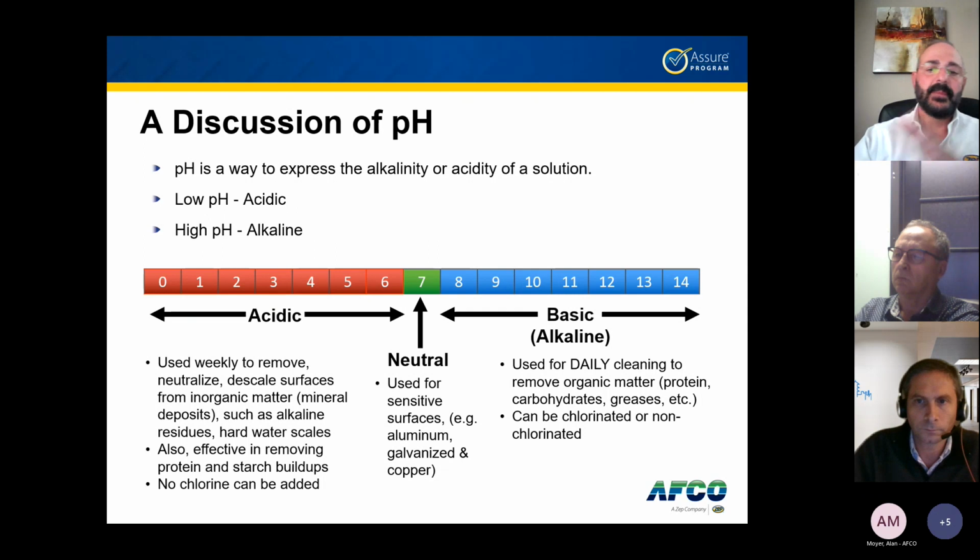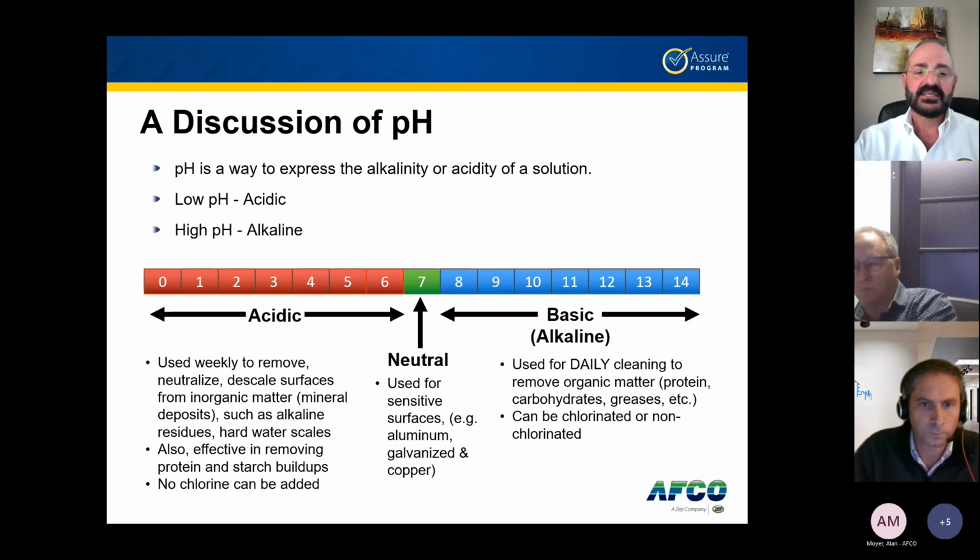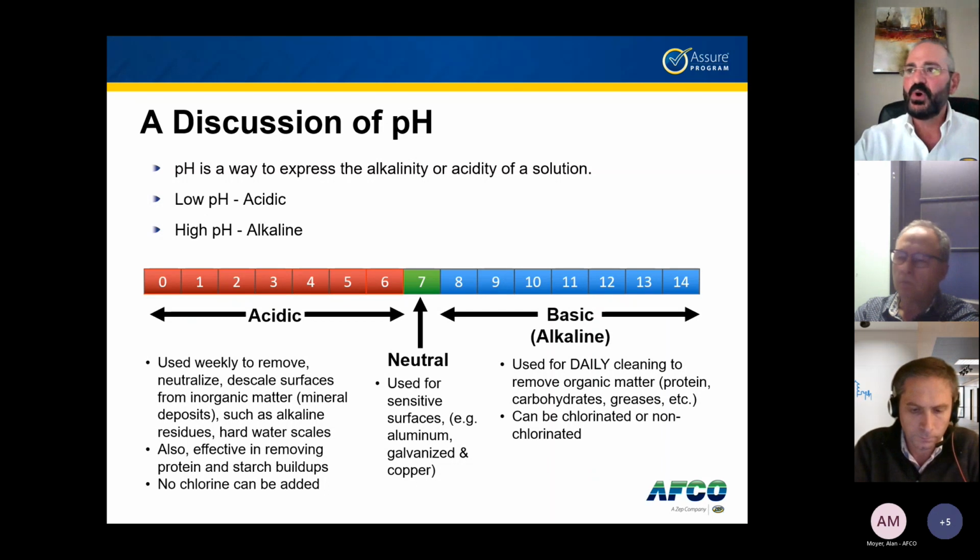And then a pH below 7 is called acidic. It's an acidic range. And these are the acidic detergents that we also use in food processing plants, but these are not used to clean. These acid detergents are used to descale mineral deposits from the surfaces, mineral deposits like hard water, right? We've got calcium carbonate in the hard water, and magnesium carbonate in the water.